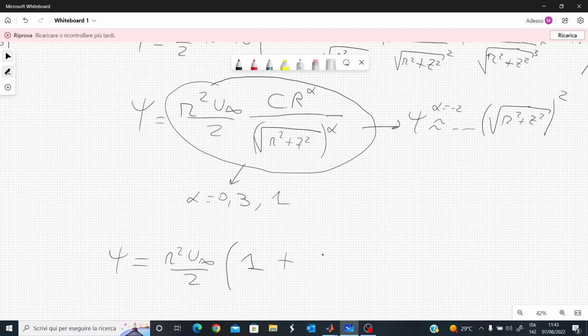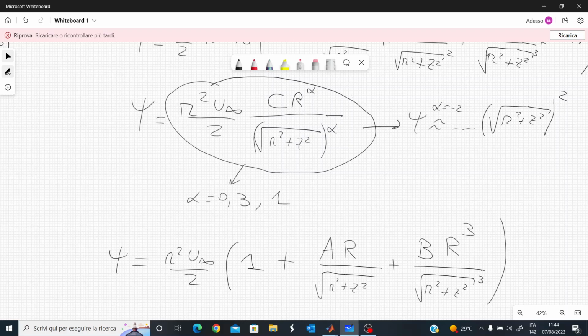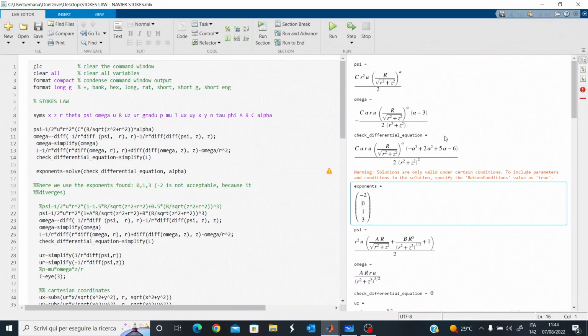Then we get plus, and I will call this constant a, r divided by the square root of r squared plus z squared. And then I have plus another constant that I will call b, r cubed divided by the square root of r squared plus z squared to the third power, like this. And this is indeed what I have defined here in Matlab. You can see here that I have exactly the same thing.